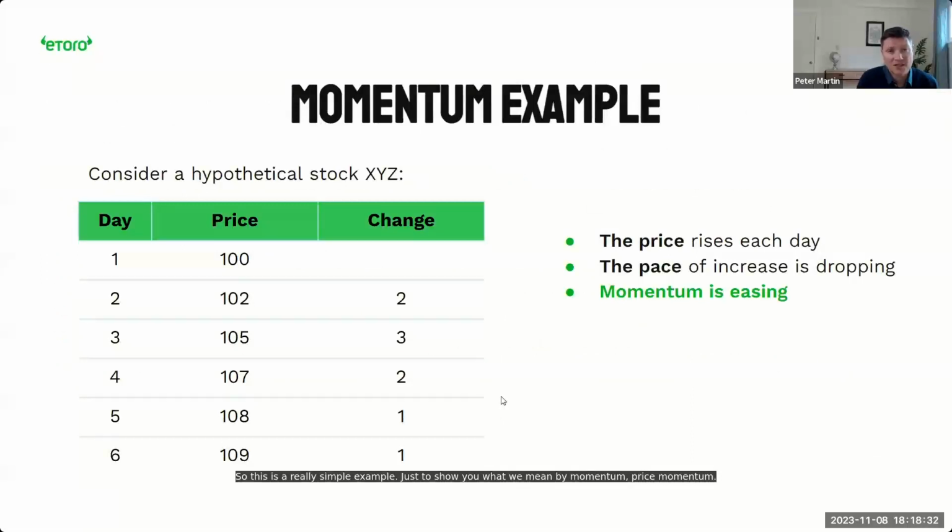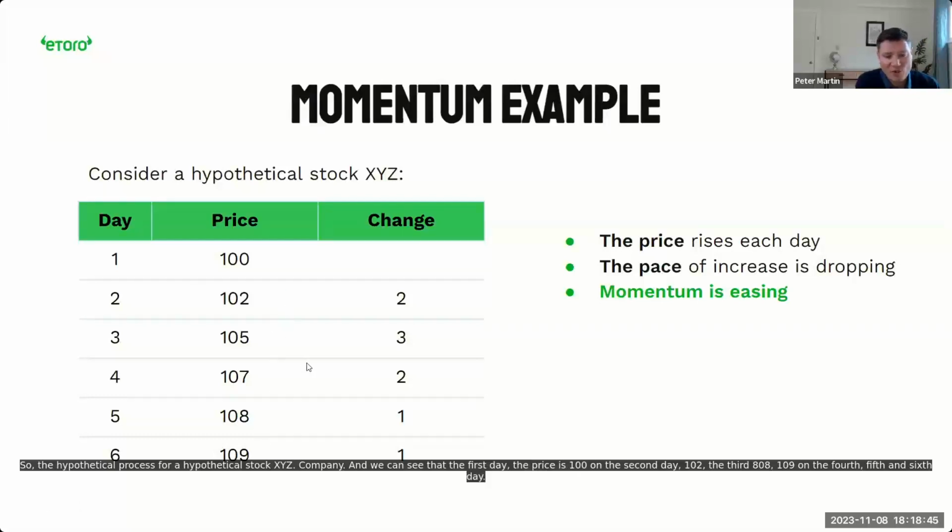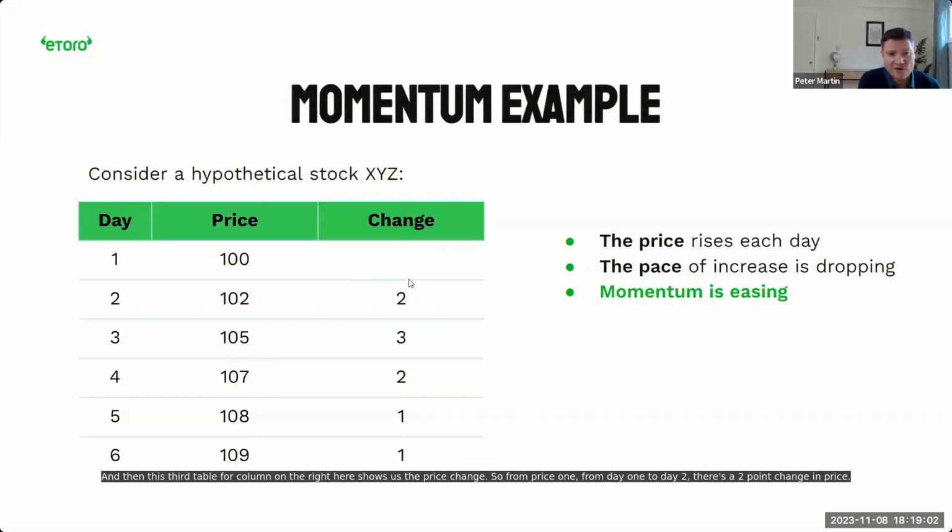So this is a really simple example, just to show you what we mean by price momentum. We've got a table showing a number of days and then some sample hypothetical prices for a hypothetical stock, XYZ company. On the first day the price is 100, on the second day 102, the third 105, and 107, 108 and 109 on the fourth, fifth and sixth days. And then this third column on the right shows us the price change. From day one to day two, there's a 2-point change in price. From day two to day three is a 3-point change. And then as we continue, 2 points, 1 point, 1 point.